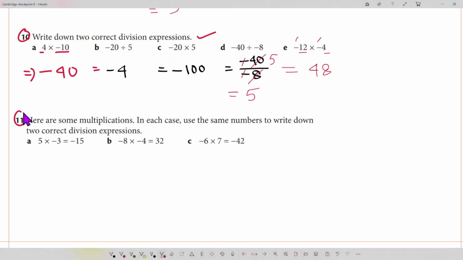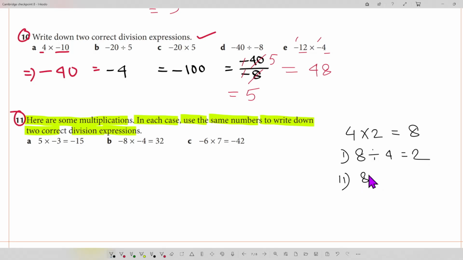Number 11 is very interesting and important math. Look, here are some multiplications. In each case, use the same numbers to write down two correct division expressions. If you know the family fact, suppose 4 times 2 equals 8, right? So in the same way, we can write 8 divide 4, which is 2, and similarly 8 divide 2, we will get 4. Here is also the same thing.